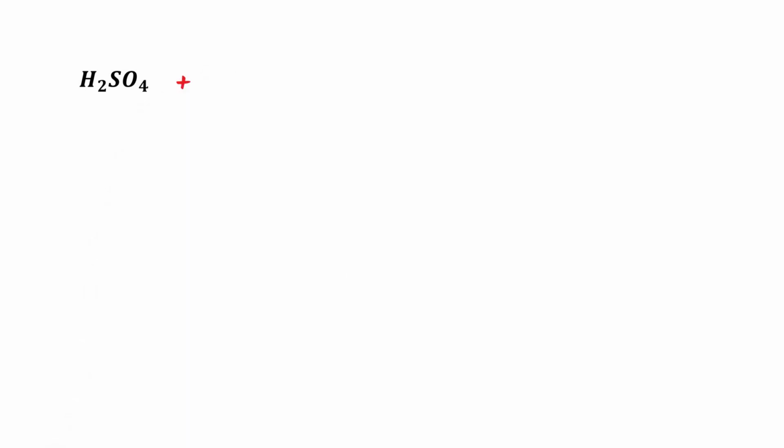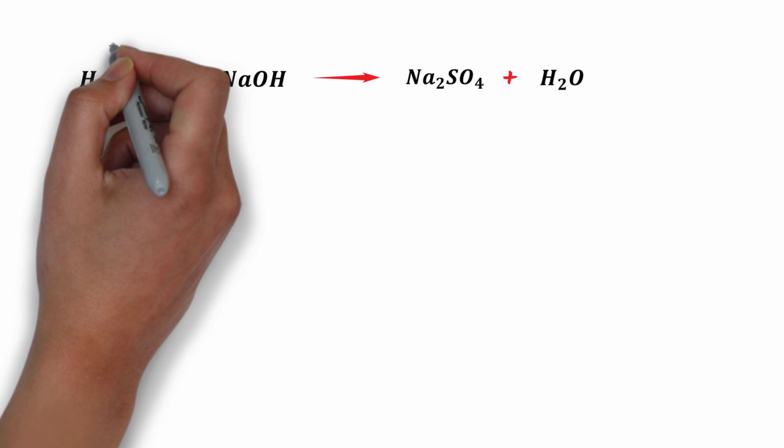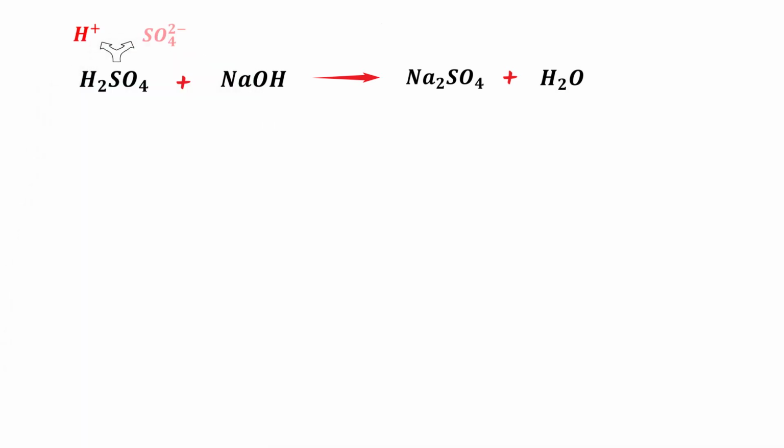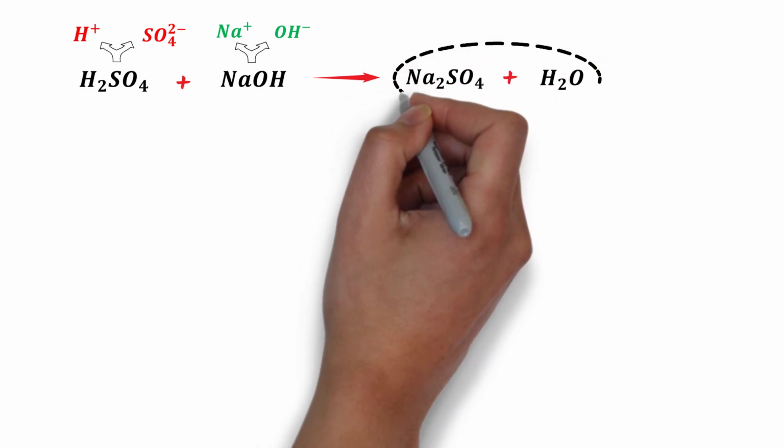Similarly, upon reacting sulfuric acid with sodium hydroxide, it produces sodium sulfate and water. Sulfuric acid breaks down into H+ and sulfate ion. Sodium hydroxide, as usual, breaks down into Na+ and OH-. The exchange takes place to form the required products.